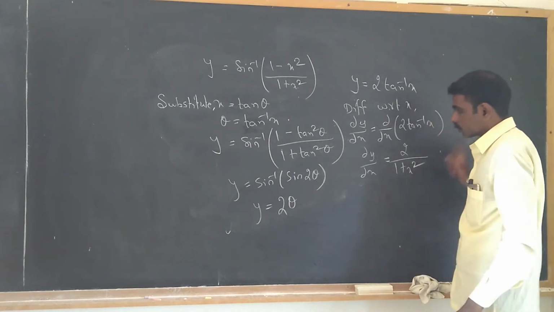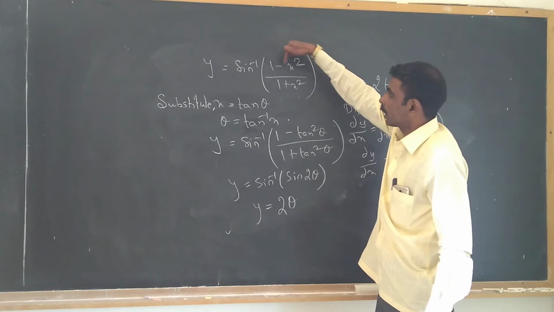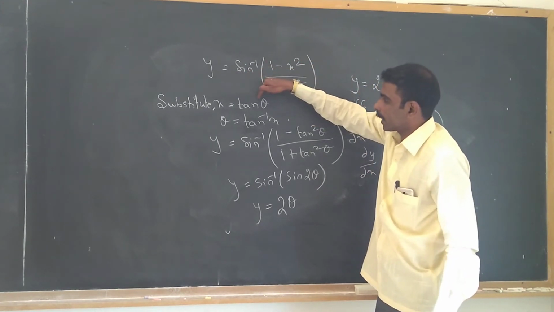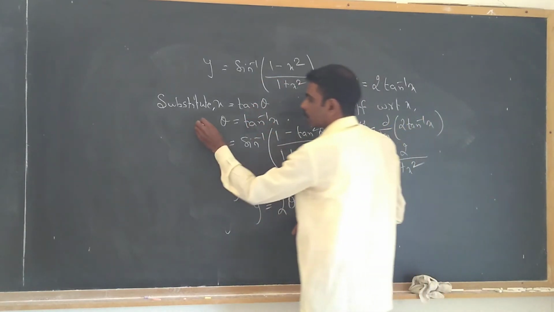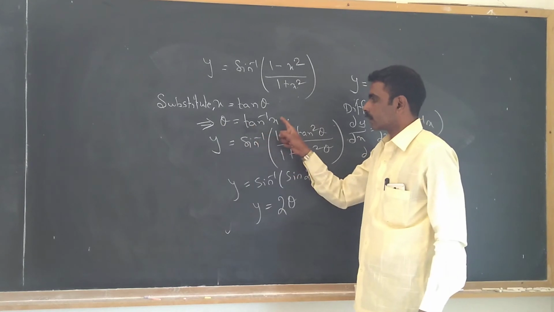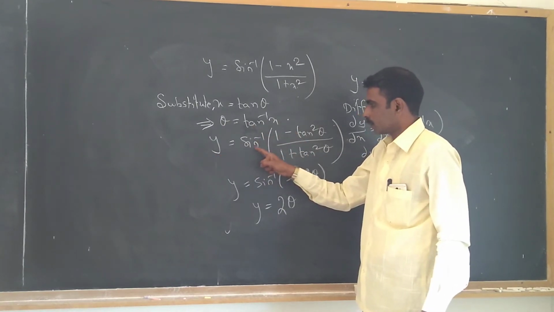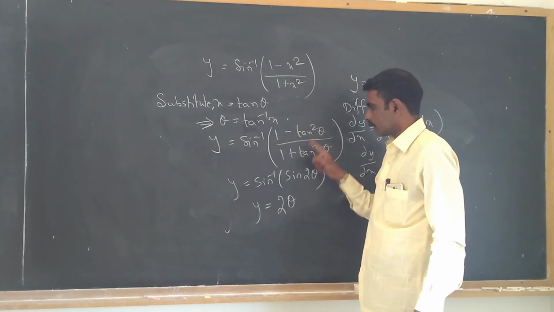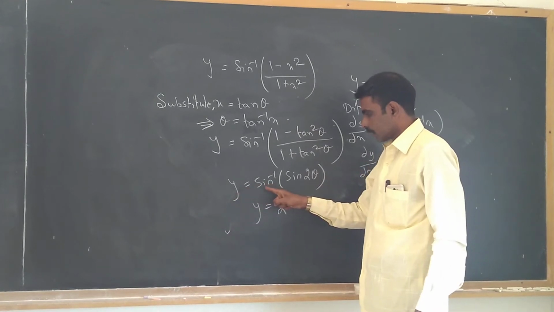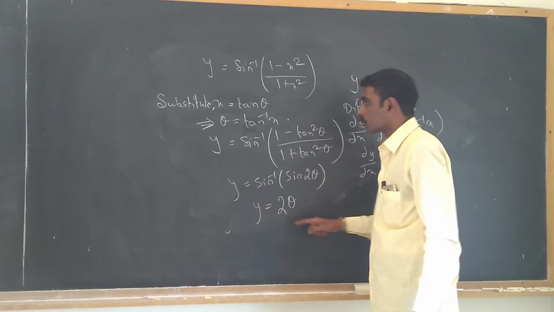Now what is this? Just look here. Here I have taken x equals tan theta. So theta will be equal to tan inverse of x. So y is equal to sine inverse of (1 minus tan square theta) divided by (1 plus tan square theta). So y is equal to sine inverse of sine of 2 theta. So y is equal to 2 theta.